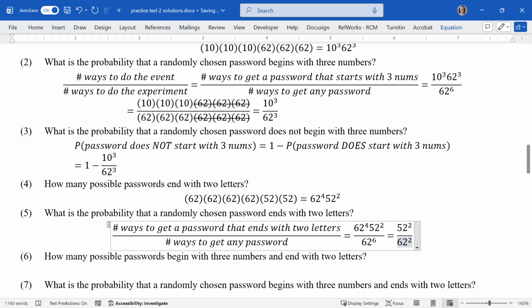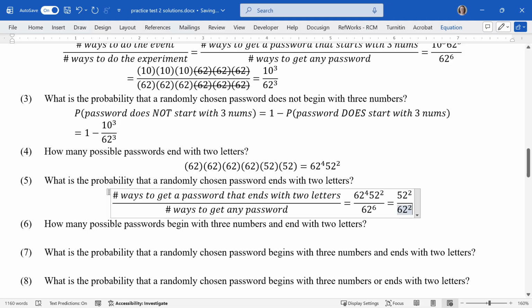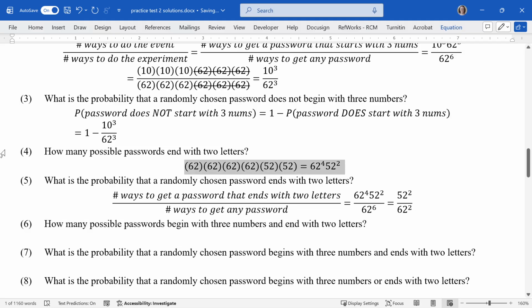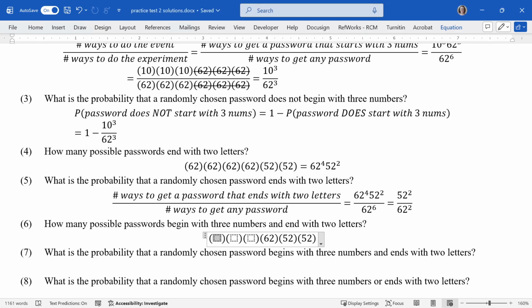Okay, how many possible passwords begin with 3 numbers and end with 2 letters? It's a little bit harder, but it's not much harder than number 4. So what's the difference between this and number 4 actually? Is that I just need to change these beginning numbers. So if I begin with 3 numbers, that means I have a digit for my first 3 characters. There's 10 digits, 0 through 9. So I have 10 options for each of those starting 3 characters. And then letters, I have 52 options for each of my last 2 characters. And then this 4th character right here, can do any character, so 62.